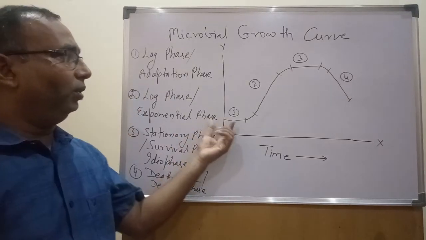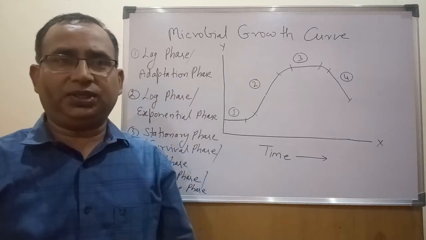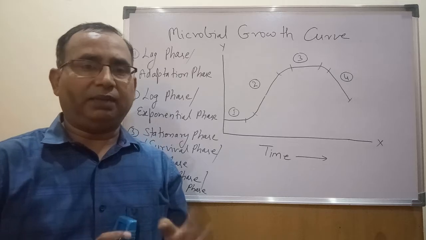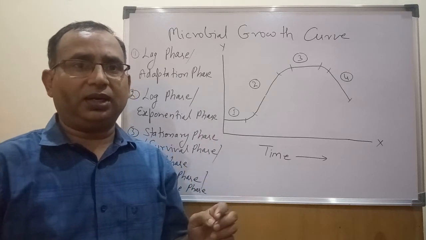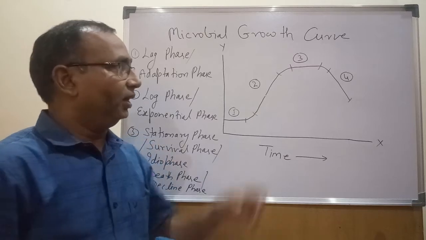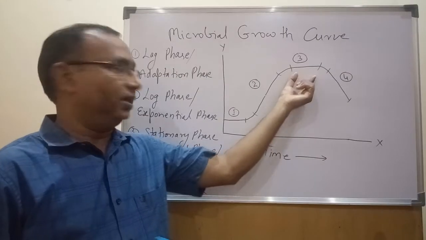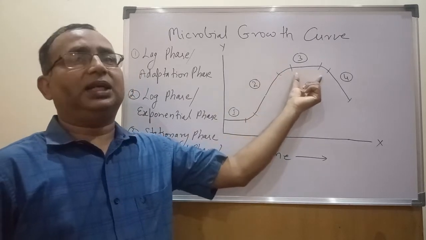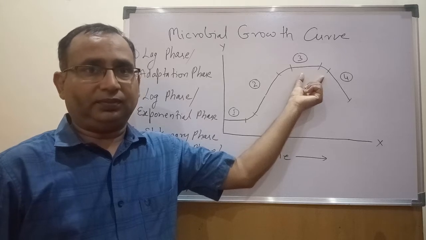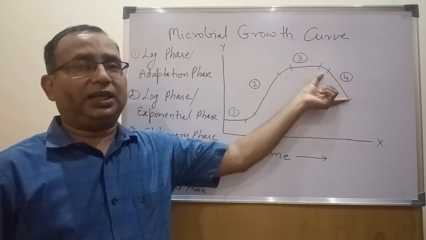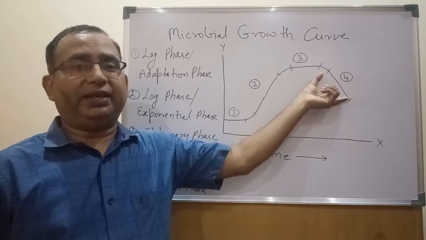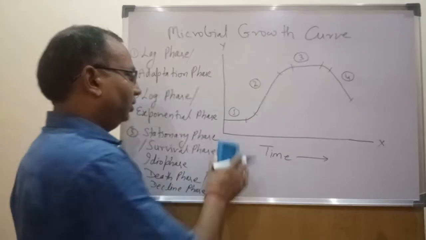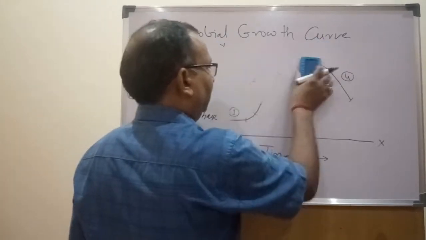So thus the whole microbial growth curve is divided into 4 different segments. Number 1, lag phase or adaptation phase. Number 2, log phase or exponential phase. Number 3, stationary phase or survival phase, or sometimes it is also called the idiophase. And the last phase of the microbial growth curve is called the decline phase or death phase. So let's discuss all these phases in detail one by one.